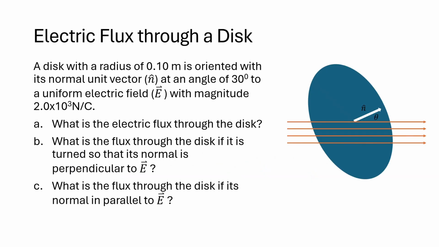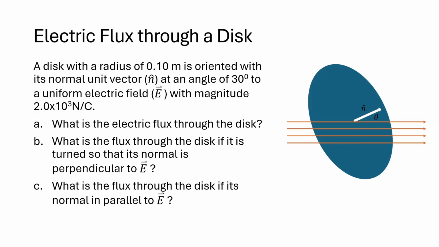Okay, now let us try to solve this problem. The problem statement is this one. A disk with a radius of 0.10 meter is oriented with its normal unit vector n caret at an angle of 30 degrees to a uniform electric field with the magnitude of 2.0 times 10 to the 3 newtons per coulomb. Now, what is given in the problem?